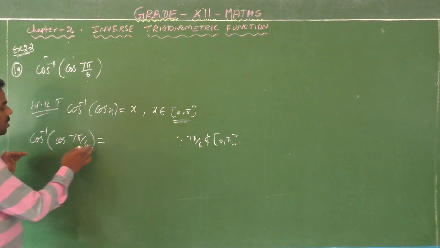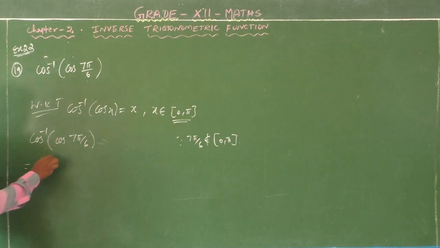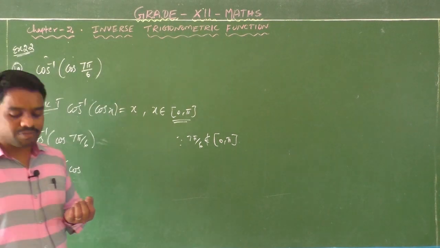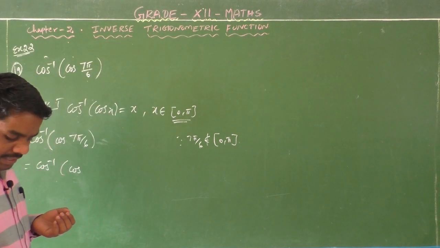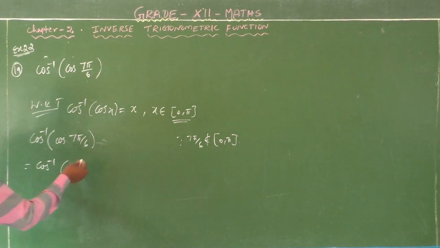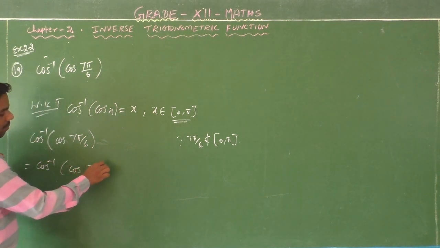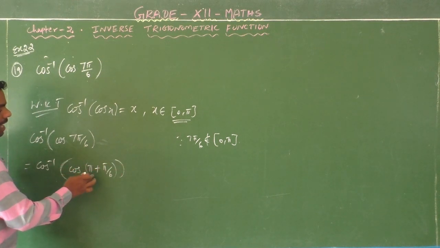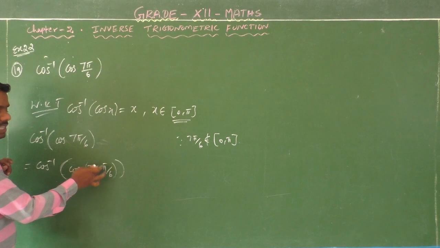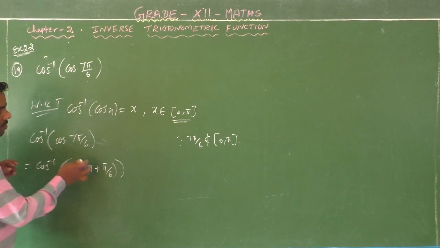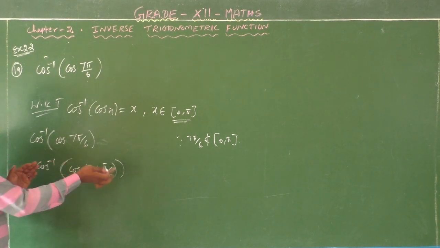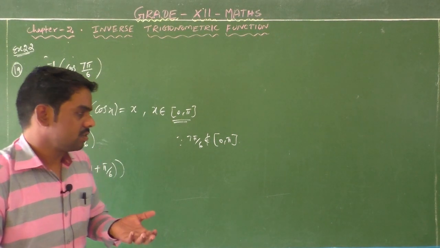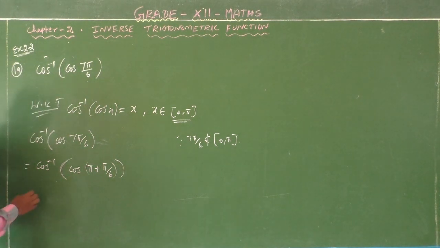we simplify this value. Cos inverse of cos 7 pi by 6 is written in the form pi plus pi by 6. Listen, pi plus pi by 6 means 6 pi plus pi, 7 pi by 6. Cross multiplication, so 7 pi by 6 is equal to pi plus pi by 6.